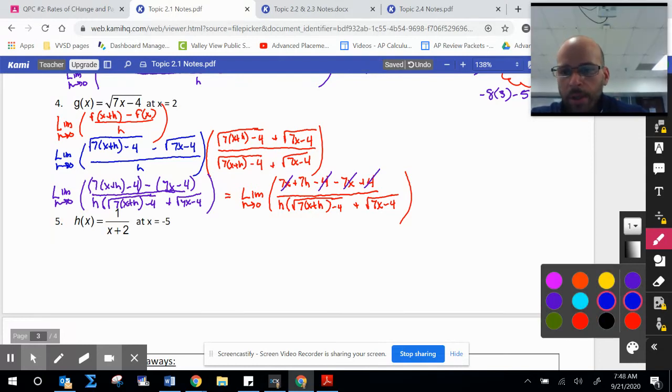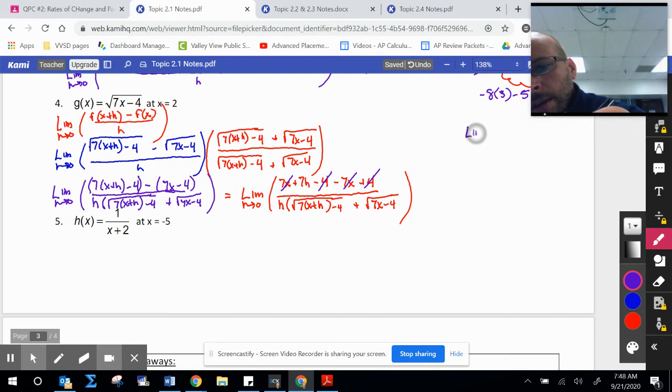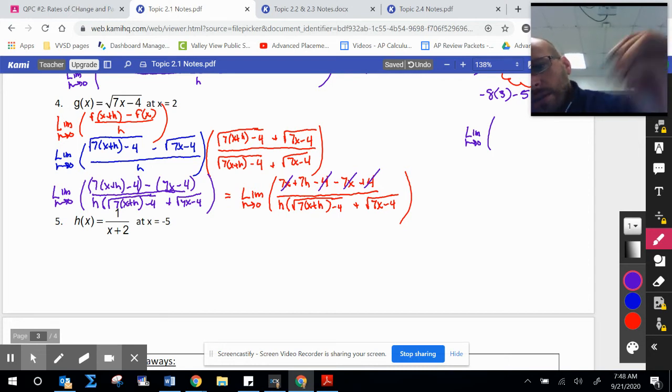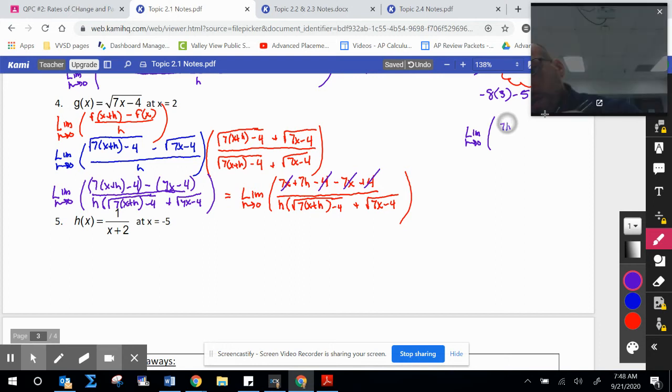So I'm going to write up top here. I now have the limit as h goes to 0 of 7h over h times a lot of square roots. I know it's long. Plus the square root of 7x minus 4. So I just keep writing.